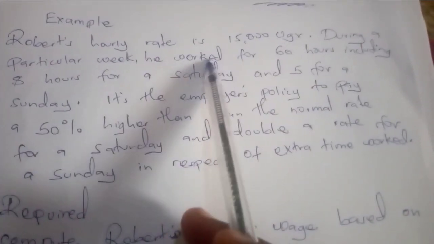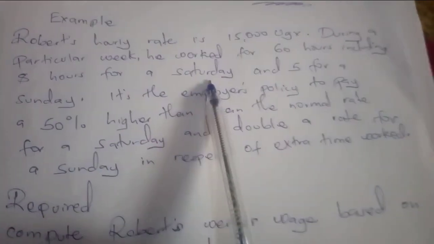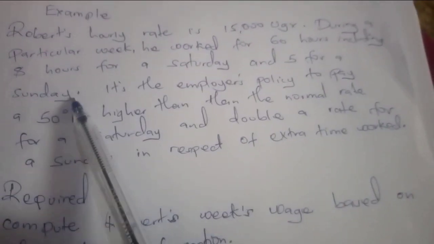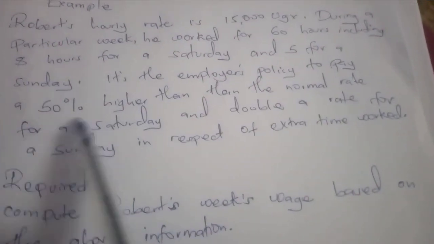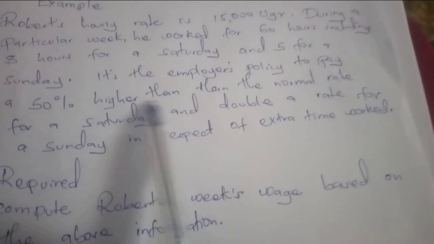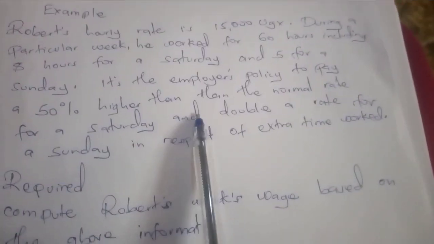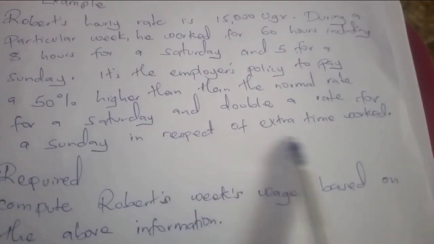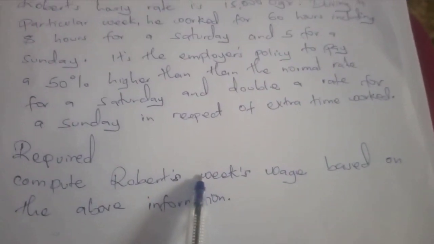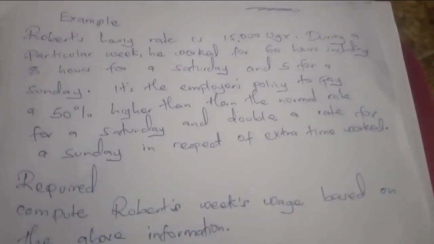During a particular week, he worked for 60 hours, including 8 hours for a Saturday and 5 hours for a Sunday. It is the employer's policy to pay 50% higher than the normal rate for a Saturday, and double the rate for a Sunday in respect of extra time worked. So they want us to compute Robert's week's wage based on the above information.